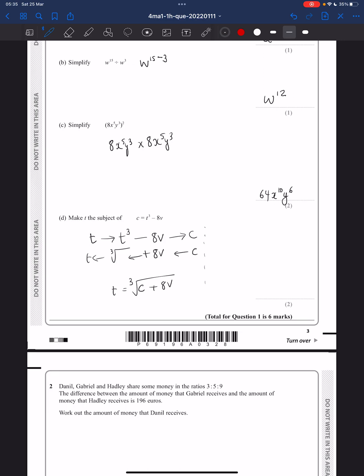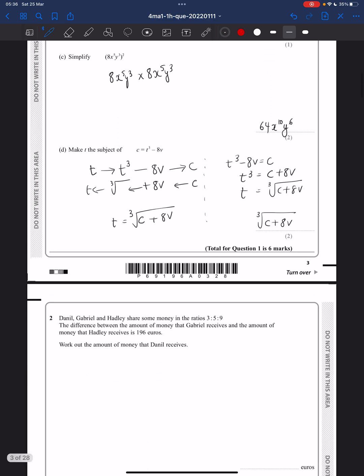Okay. There's another way of doing it as well. If we write it as t cubed minus 8v equals c, and that's because we actually want a t equals at the end. So we can start by putting the t on the left hand side. So add 8v to each side to undo take away 8v, and then take the cube root. Okay, so it's the same answer. Put both ways in because I know some people are taught one way and some people are taught the other.